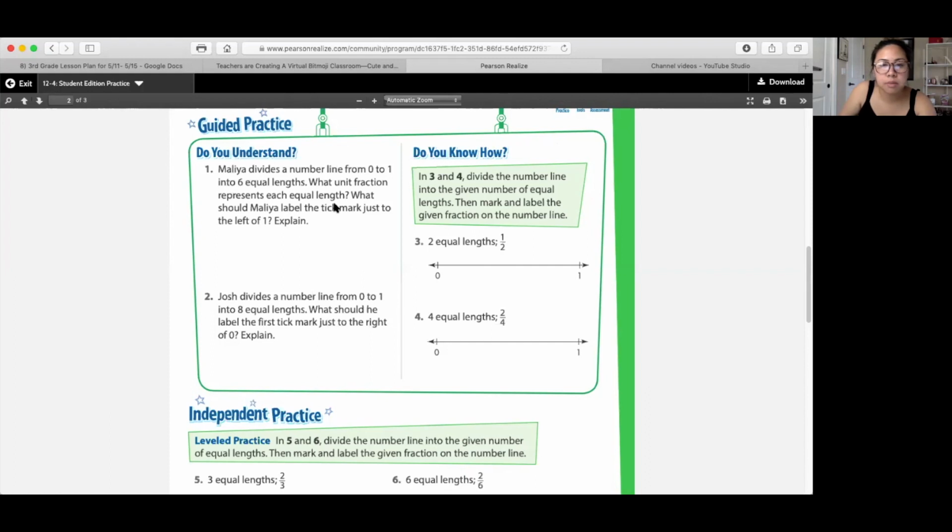Already on it. Okay, so I'm going to draw a number line. You can go ahead and make yours straighter. Mine looks like a worm right now.